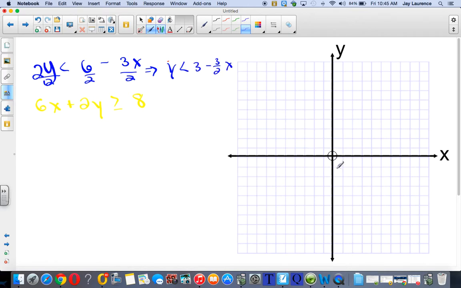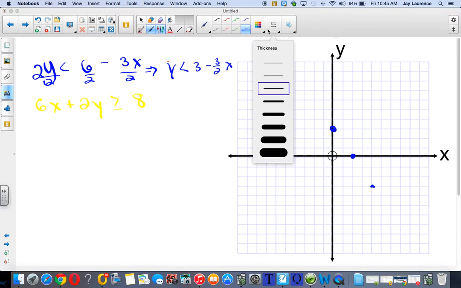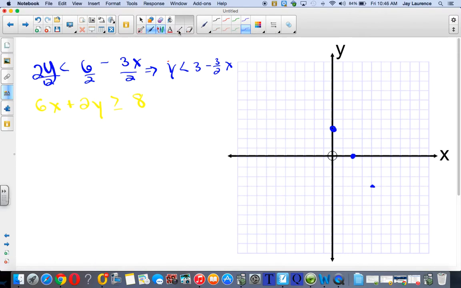And so I'm going to graph my y-intercept at 3, 1, 2, 3. Slope of negative 3 over 2, 1, 2, 3, 1, 2. Okay, 1, 2, 3, 1, 2. And it's going to be a broken line. I need to make it a broken line.